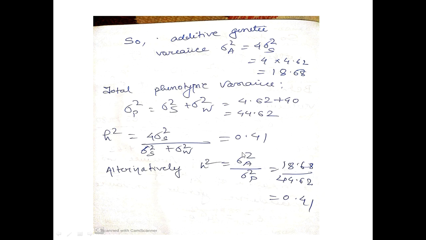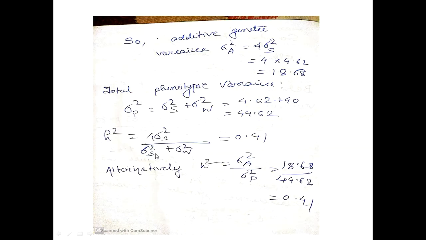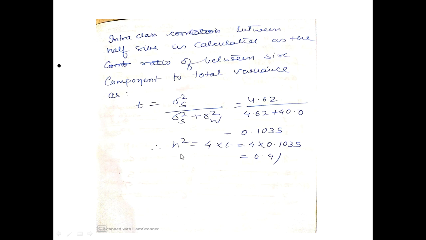It is almost the same. I have substituted the value straight away of sigma square A upon sigma square P. Anyhow, if you want, you can straight away remember the formula of heritability by half-sib correlation, which is equal to 4 times sigma square S upon sigma square S plus sigma square W. Or if you remember it in this term, you again do the same and substitute it here. So heritability is 0.41.